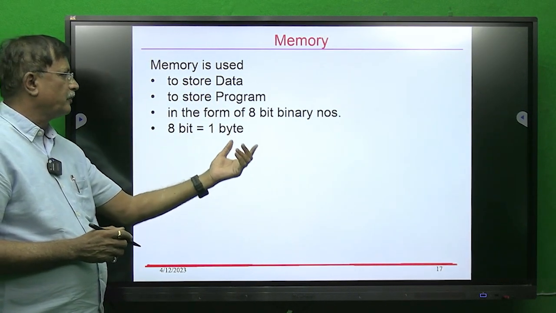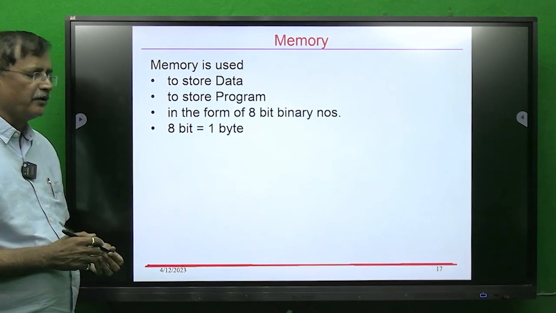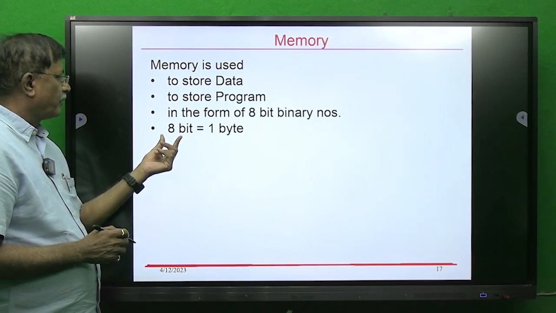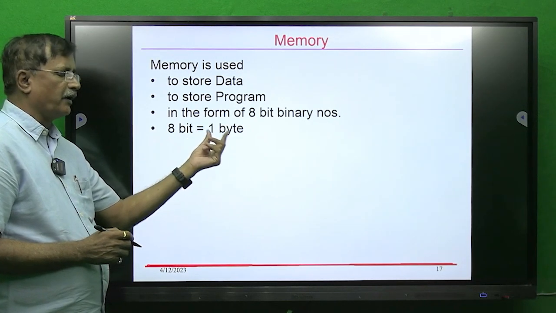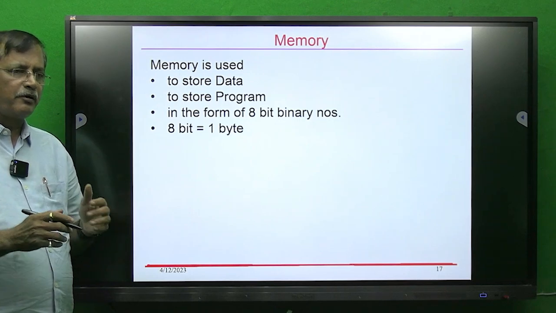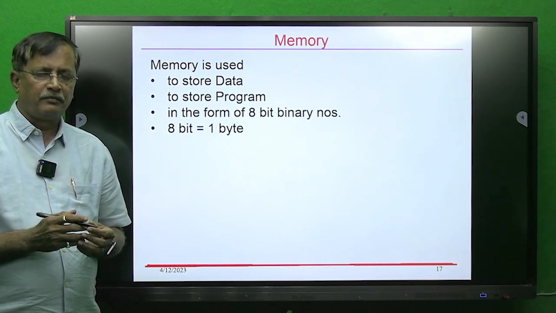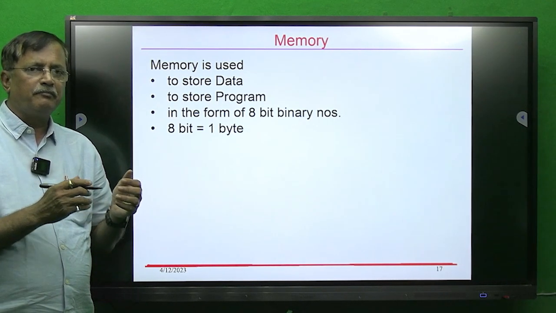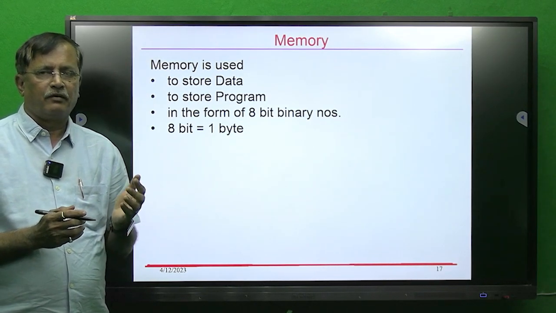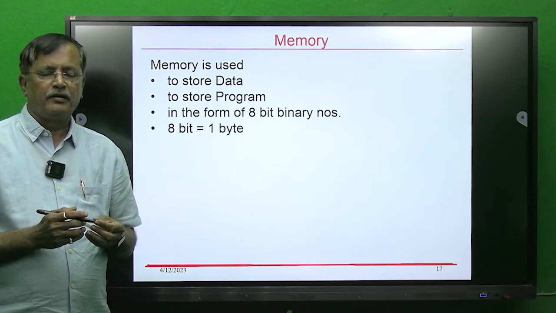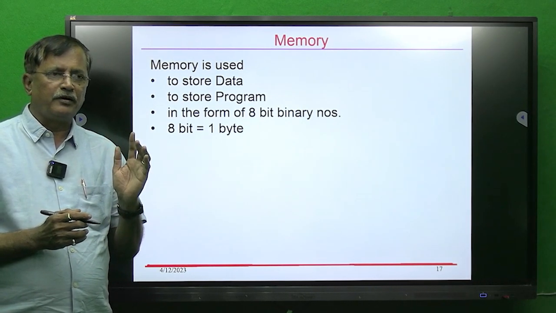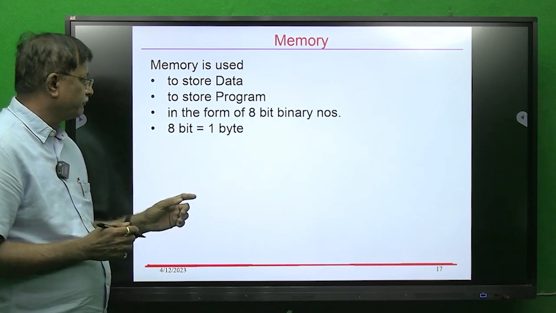Data is also stored in the memory in the form of 8-bit binary numbers. So an 8-bit binary number is equivalent to 1 byte. So 1 byte means an 8-bit binary number. If your program is of 10 kilobytes, always the size of the file or the size of the program is in terms of bytes only. But 1 byte is equal to an 8-bit binary number.